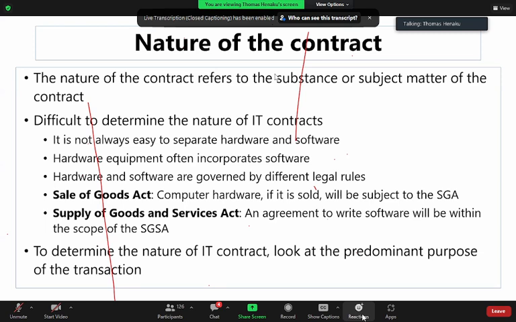So, if computer hardware is sold, we are talking about the Sale of Goods Act and perhaps related consumer protection legislation that may apply. However, if there is some agreement to write software, it will not be the same Sale of Goods Act that would apply. It will be within the scope of the Supply of Goods and Services Act.